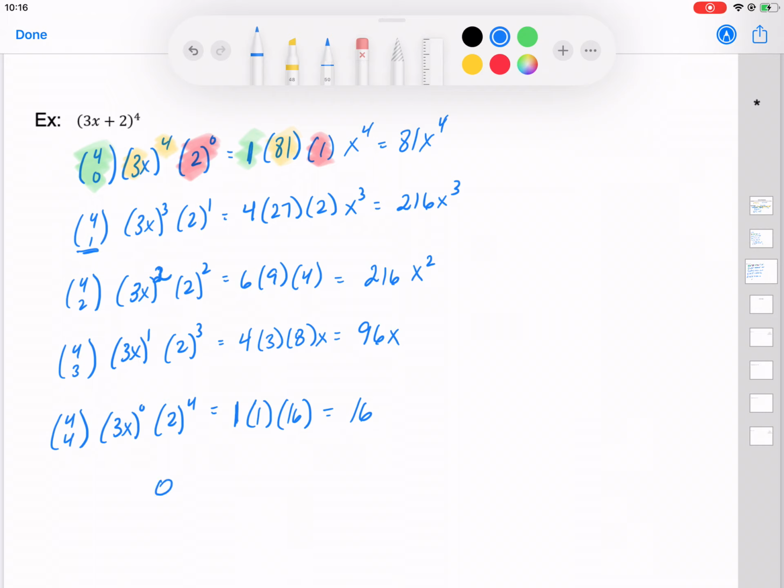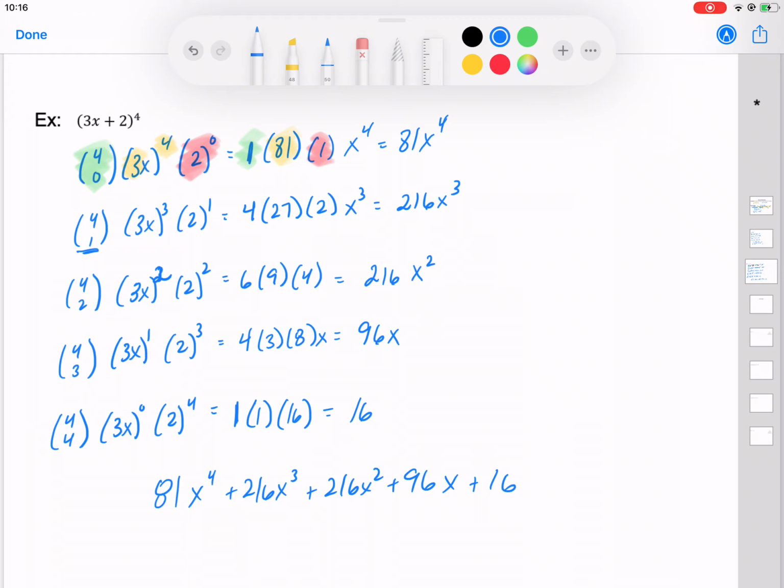So we've got 81x to the 4th plus 216x cubed plus 216x squared plus 96x plus 16. And that would be your answer.